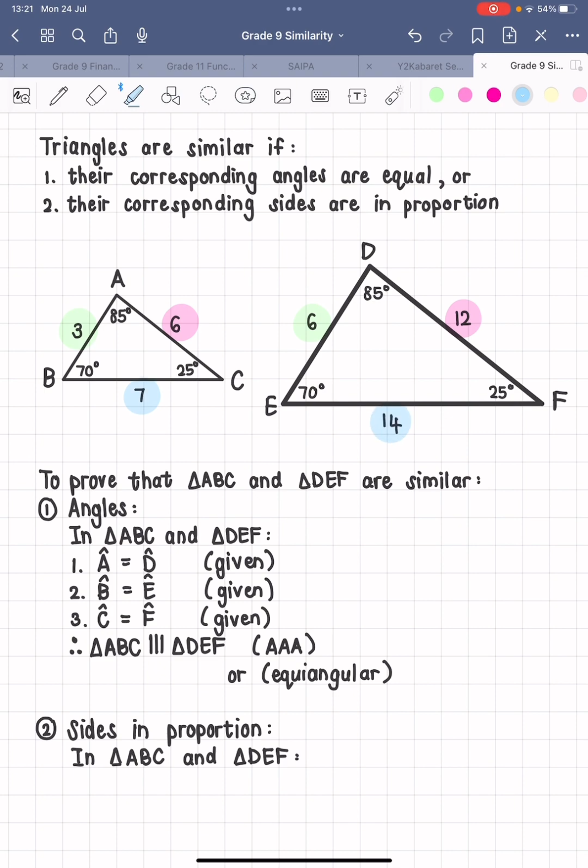Sometimes they make it quite difficult by drawing the triangles in a different orientation. And if they haven't given you any angles, it's easy to see here, right? So, for example, if you couldn't figure out which sides were made bigger to get the other sides, you could just check, okay, BC is opposite 85. Which side here is opposite 85? 14. So those two must be in the same proportion. What about this one? 3 is opposite 25. Which side here is opposite 25?